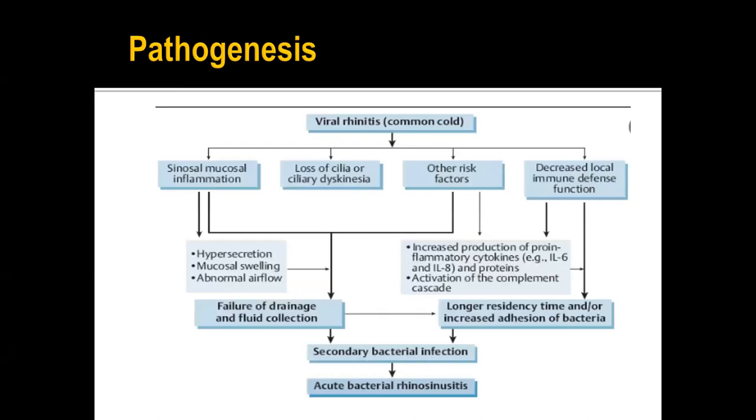Let's go into the pathogenesis of sinusitis. Following a viral rhinitis, there could be sinus mucosal inflammation, with an associated loss of ciliary function. Conditions associated with ciliary dyskinesia may also predispose, along with other risk factors, and there is decreased local immune defense function. All these breach the normal natural barrier. Because of release of inflammatory cytokines, secretions increase and lead to failure of drainage and fluid collection because of mucosal swelling. Long-standing secretions become a site for growth of secondary bacteria, and this can lead to acute bacterial rhinosinusitis.